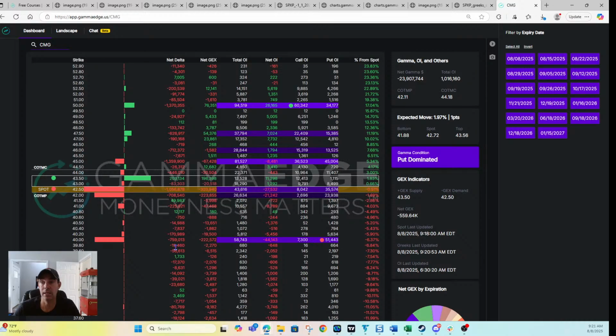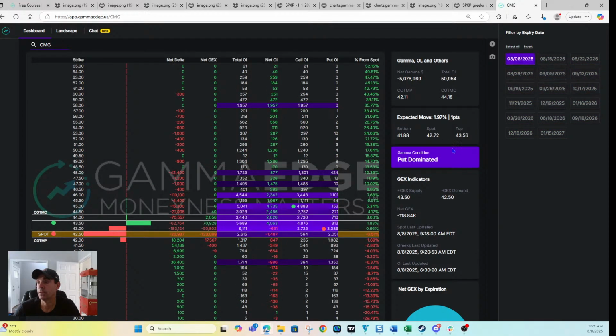So this would need to change very drastically for Chipotle to have any sort of movement to the upside. Put dominated, yeah, significantly put dominated. The ability to move to the upside speculation here would be very low. Expected move is only 1.97%. So really nothing I'd be looking for within an overall trading plan on CMG.